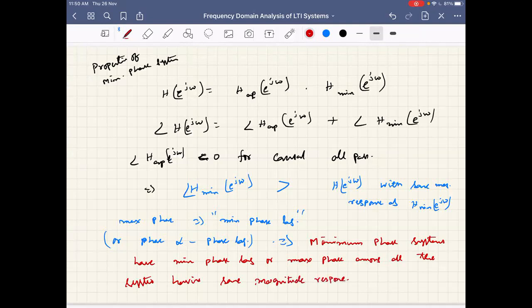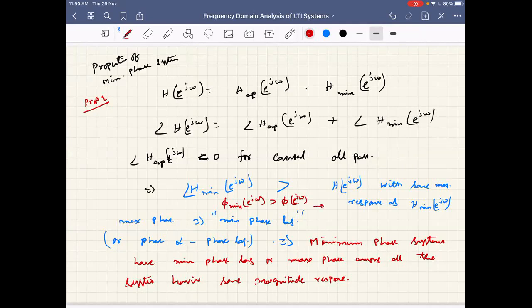Okay, this is one of the very important properties of minimum phase systems. Minimum phase systems have minimum phase lag or maximum phase among all the systems having the same magnitude response. And this is also important: if there are six possibilities, among the six this will have the minimum phase lag or maximum phase. So φ_minimum(e^{jω}) is greater than φ(e^{jω}) for all the systems having the same magnitude response.